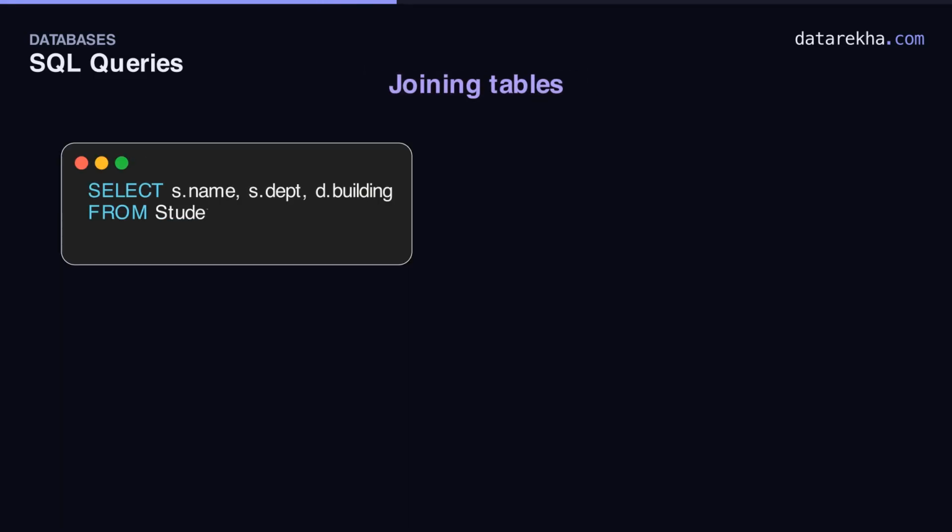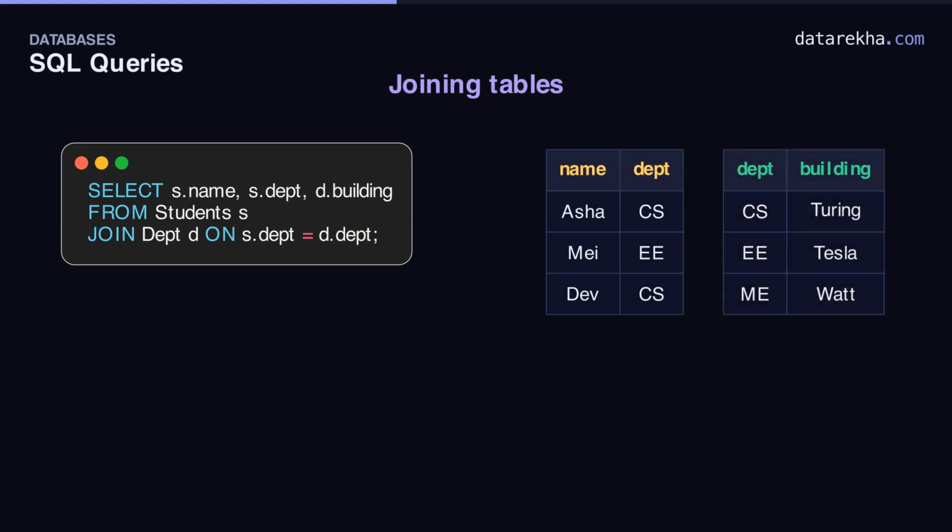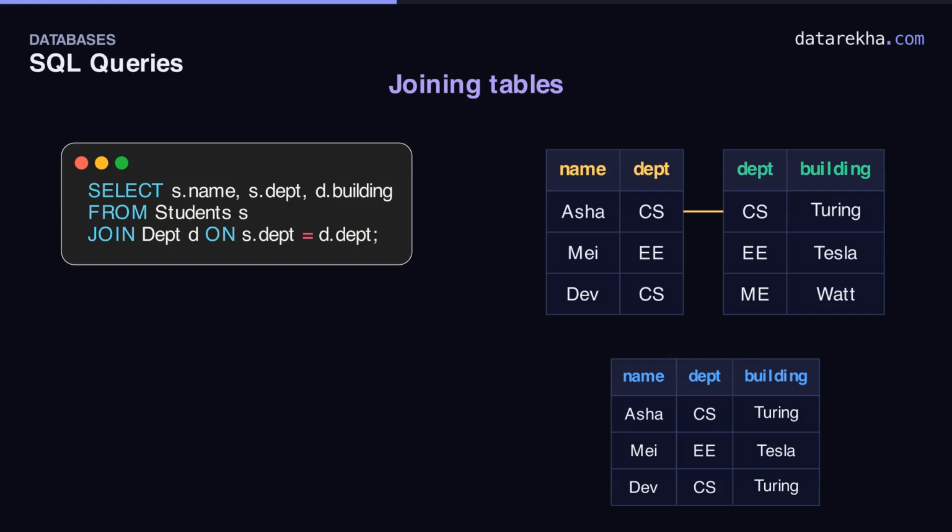Real data lives in many tables. Students keeps names and department codes. A separate dept table keeps each code's building. A join stitches them together on the shared column, where the student's dept equals the dept in the dept table. Take Asha in CS. The join looks up CS in the dept table, finds Turing, and glues them into one wider row. Asha, CS, Turing. It does that for every row that finds a match. The joined result carries columns from both tables side by side.